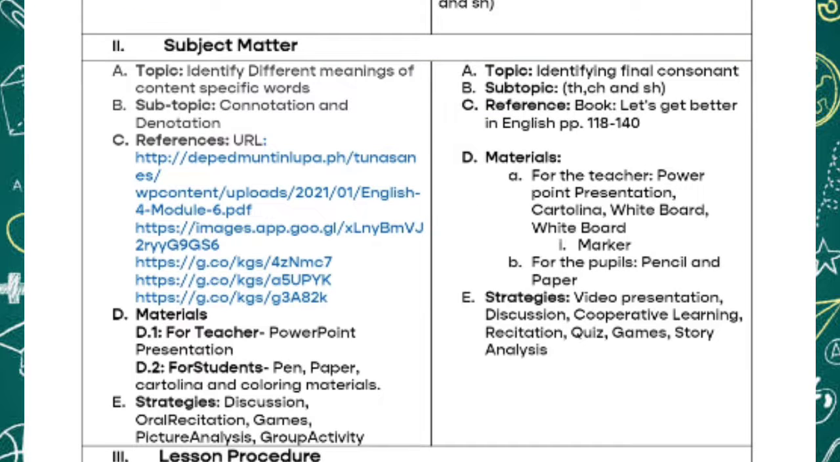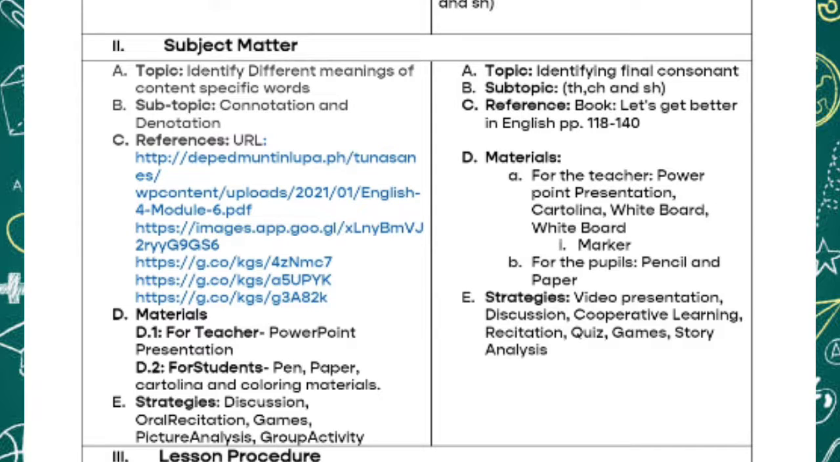Subject matter. In the grade 4 column, the topic is identifying different meanings of content-specific words. Subtopic: connotation and denotation. Reference: the URL is seen in the column. D. The materials used. D1 is for the teacher: PowerPoint presentation. D2 is for the students: pen, paper, cartolina, and coloring materials. Strategies: discussion, oral recitation, games, picture analysis, and group activity.